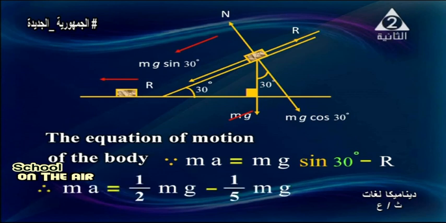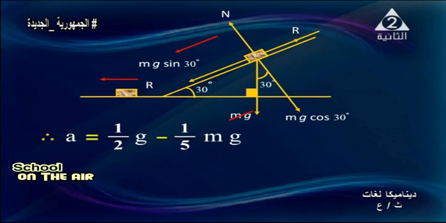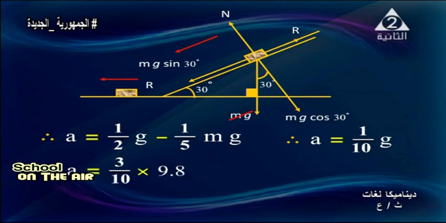MA equals mg sine 30, which equals half mg, minus r, which equals 1 over 5 of the weight of the body. The weight of the body, mg, then the resistance equals 1 over 5 mg. We can divide both sides by m, then the acceleration a equals half g minus 1 over 5 g. Then the acceleration equals 3 over 10 g, or 3 over 10 times 9.8, then the acceleration equals 2.94 meter per second square.